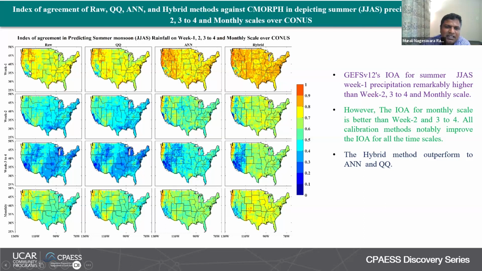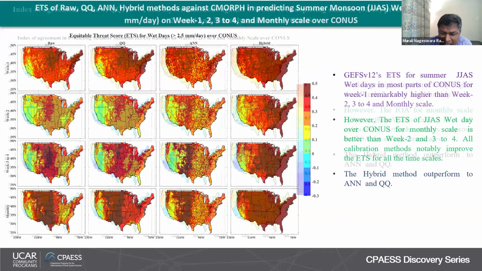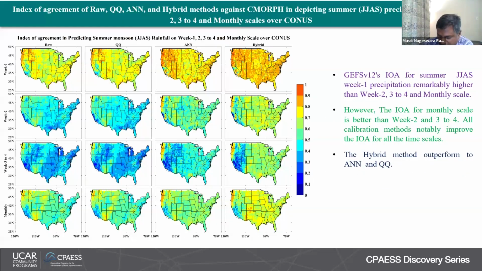When we compare among the methods, all the methods improve the index of agreement, but more improvement can be observed from the hybrid method, even for week 2 and week 3 to 4, the subseasonal scale. I have also plotted the PDF, but I have not depicted it here. The probability PDF plot is also good, and the hybrid method outperformed the other calibration methods.